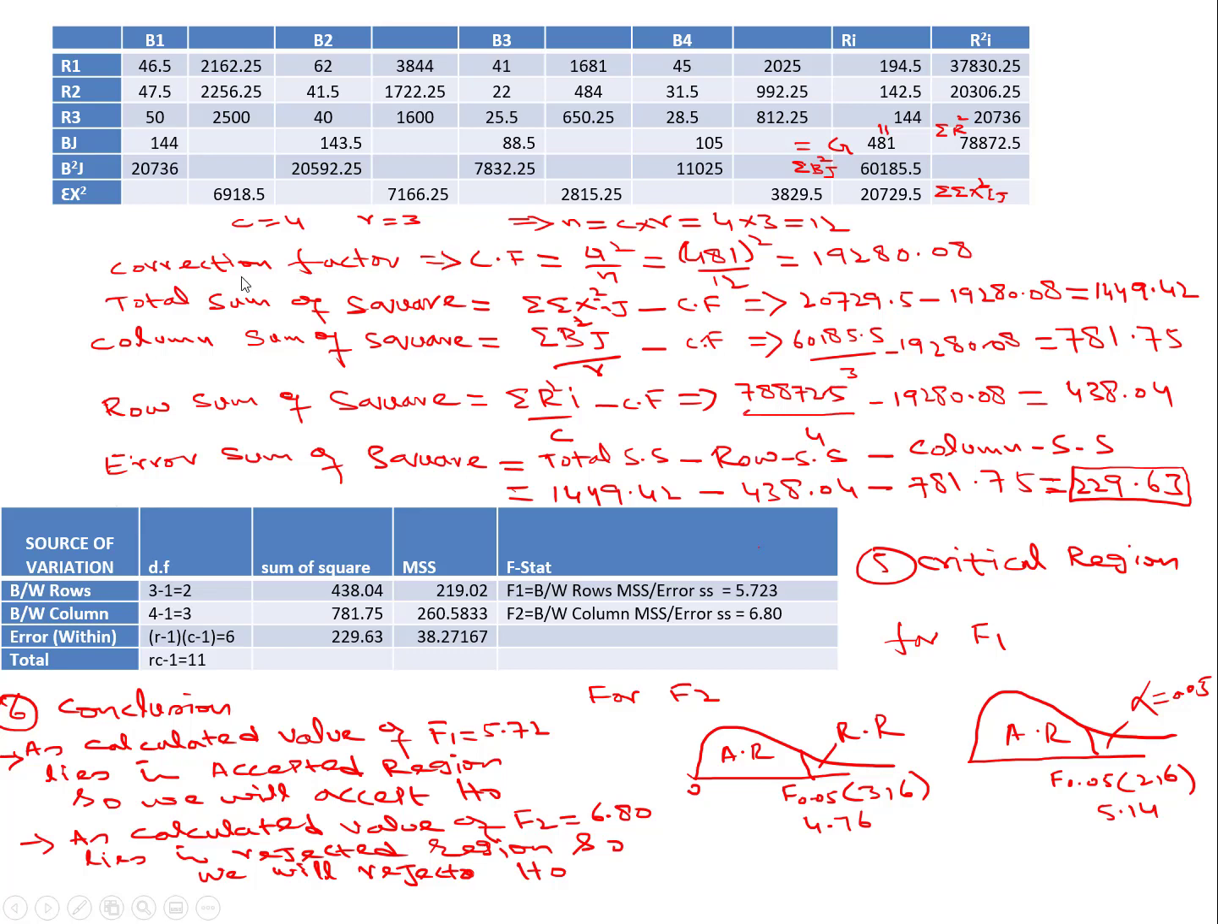Now, in order to calculate the correction factor, as I already discussed in the one-way ANOVA, the correction formula is much the same, and we denote it with G squared by n. So how will we calculate G?